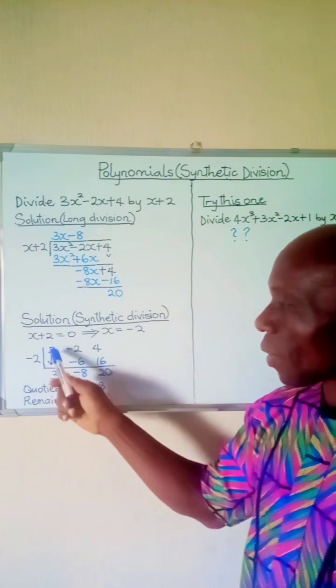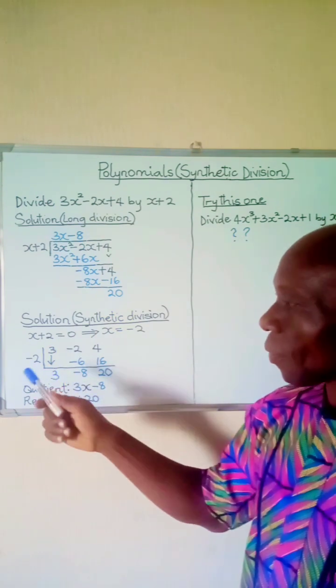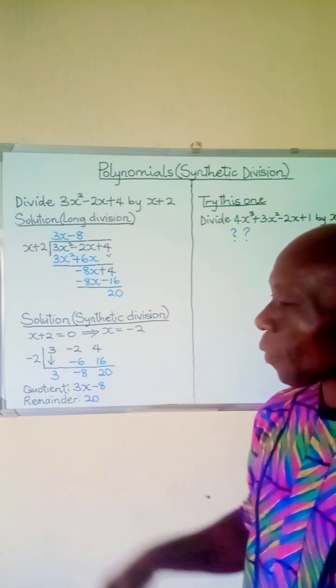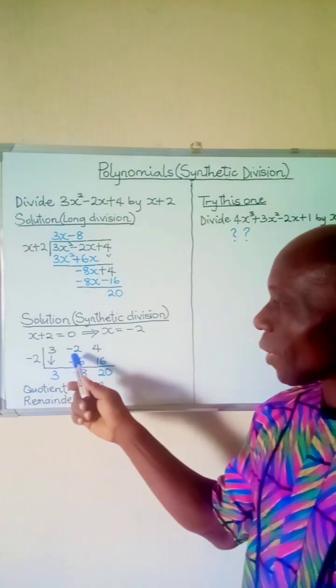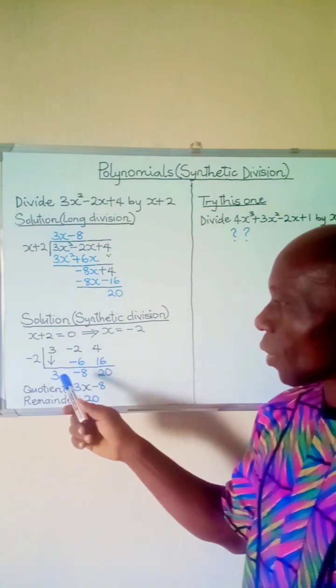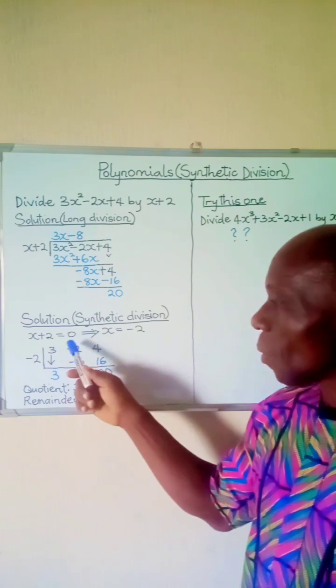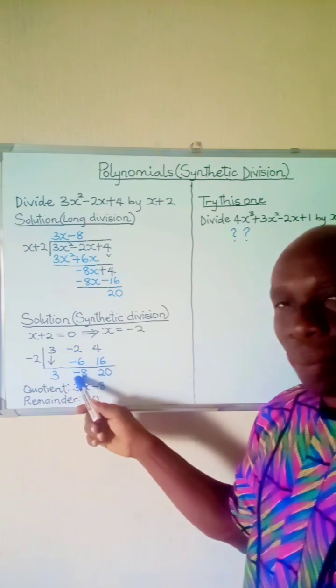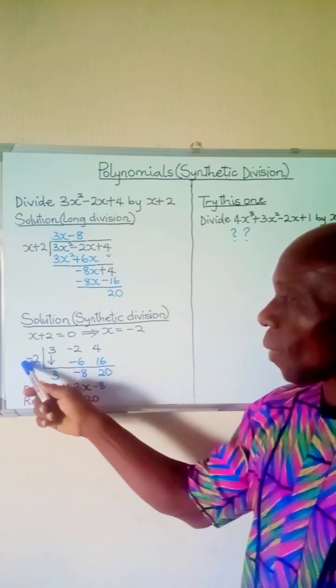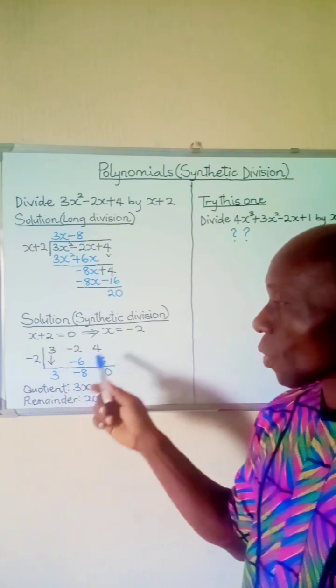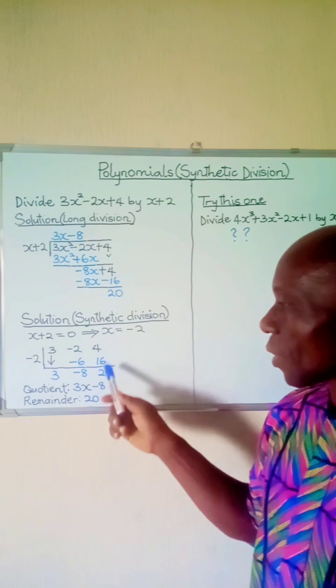First thing we do is to bring down the first number, 3. And then we multiply minus 2 by 3. That will give us minus 6. We write that value under the next number, the way we've done it here. And then we add. For synthetic division, you don't subtract, you keep adding. Minus 2 plus minus 6 will give you a minus 8. We repeat the process. Minus 2 times minus 8, that will give us 16. And then we add, that gives us 20.